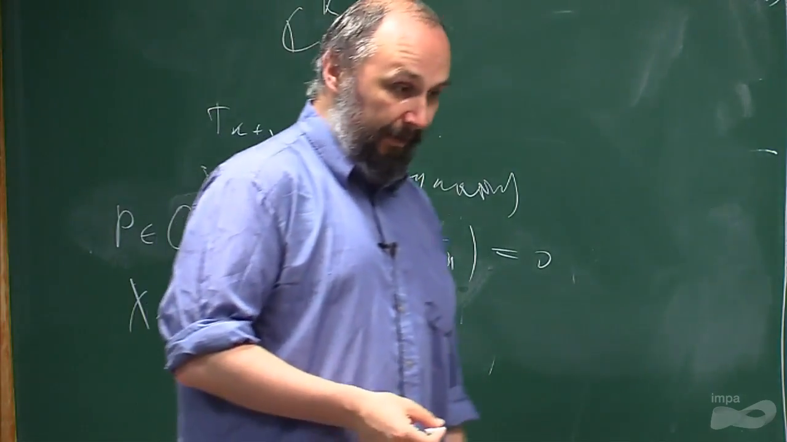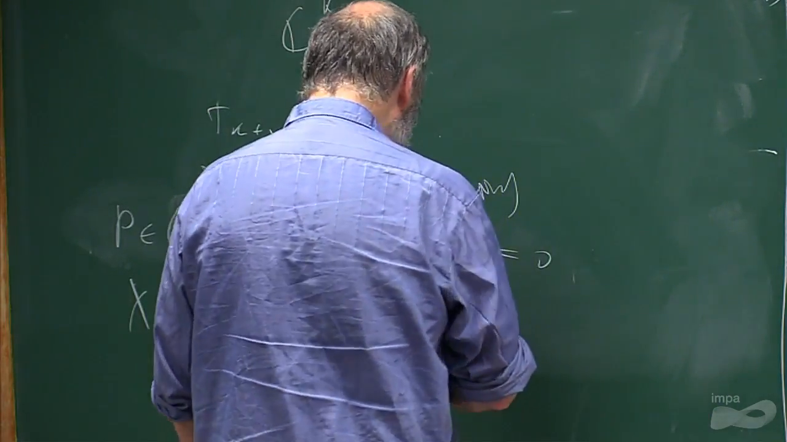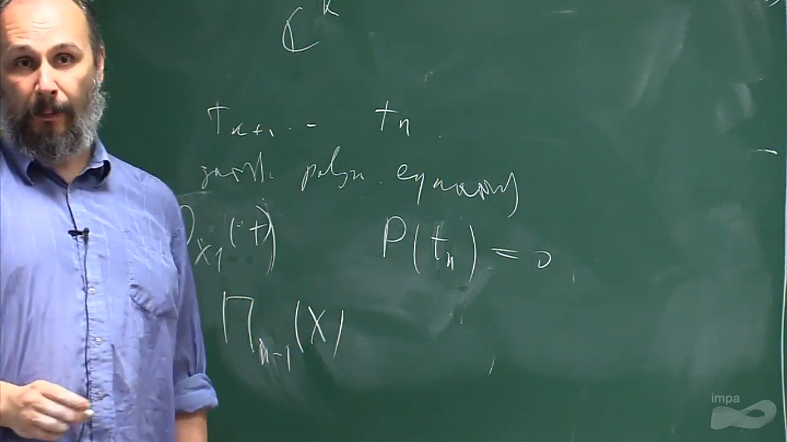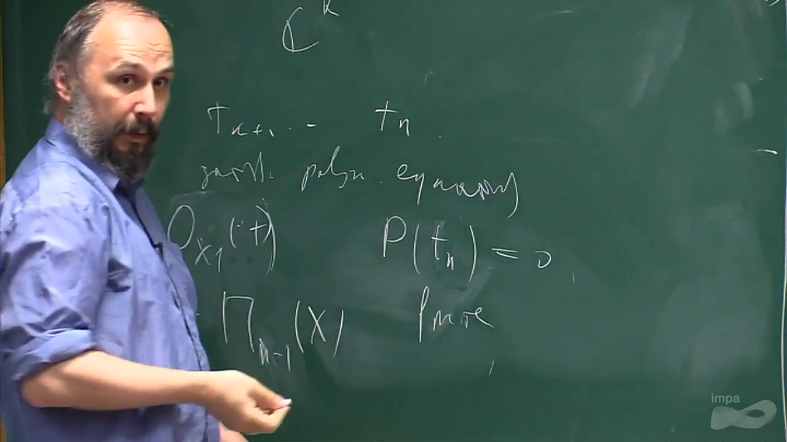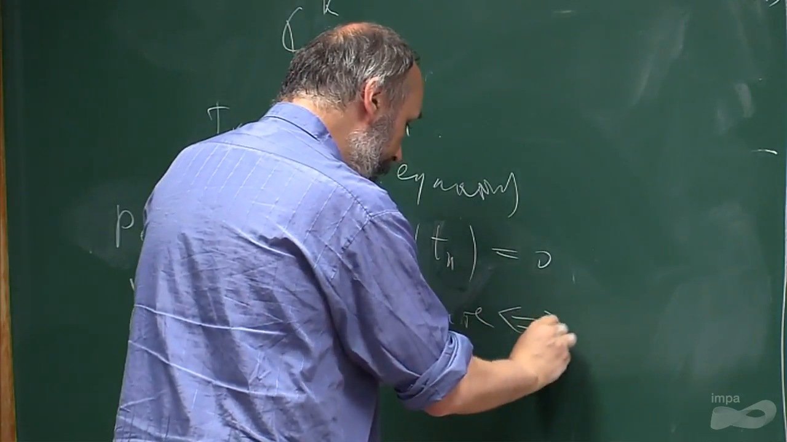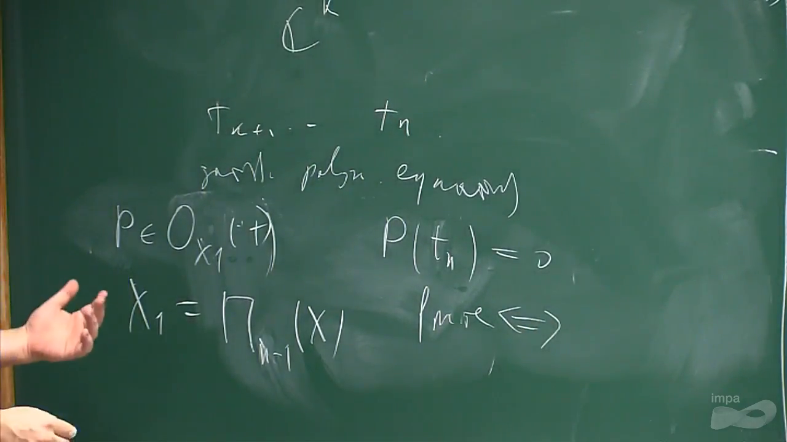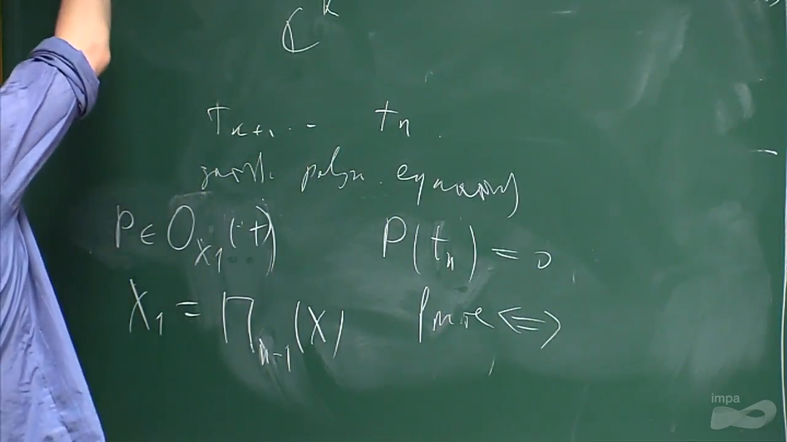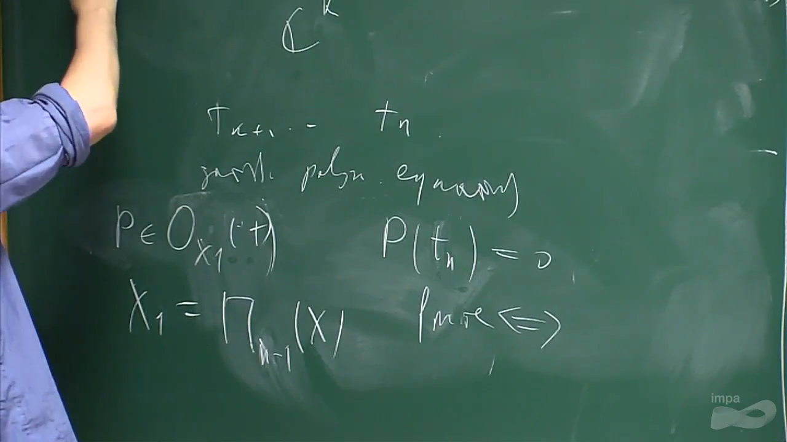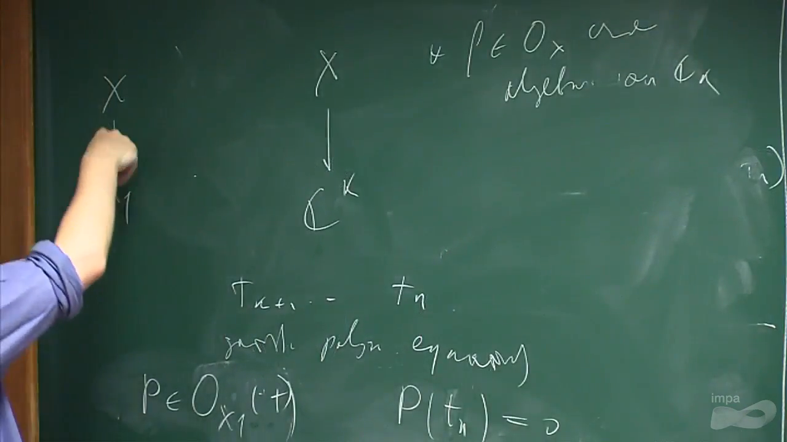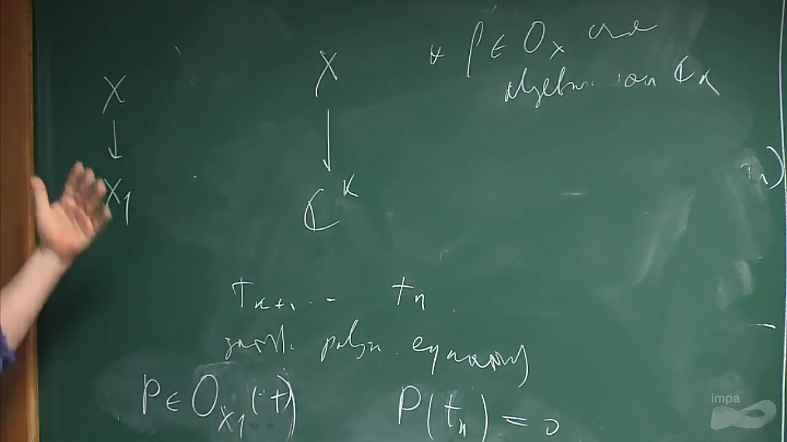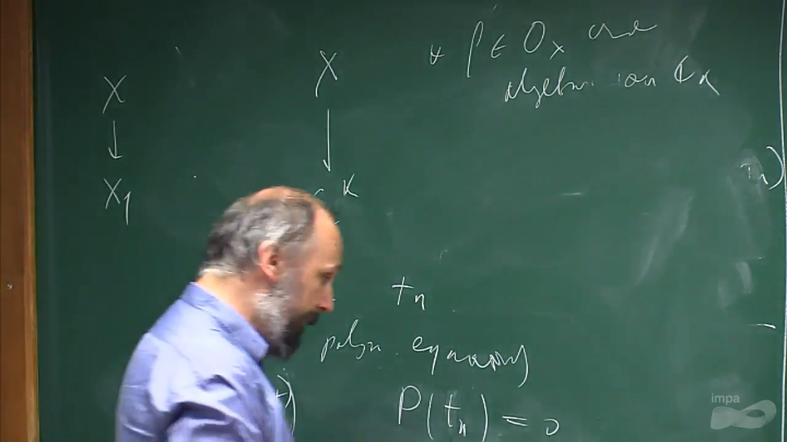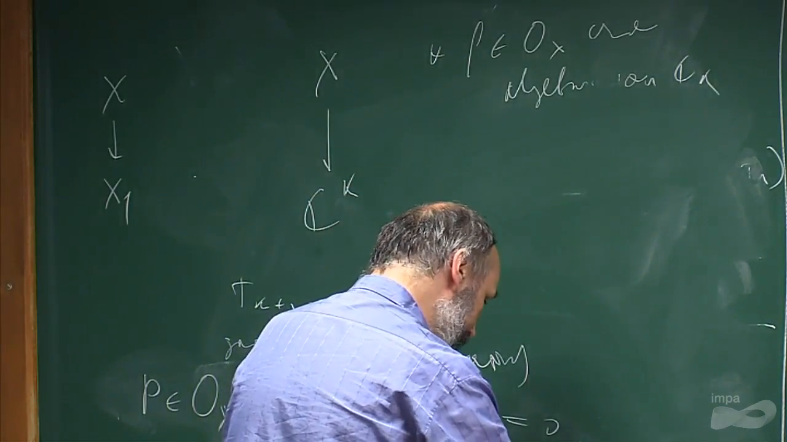It won't be finite unless this polynomial is monic. This is something we know. I consider X as projected to X1, and this map is finite if and only if P is monic.